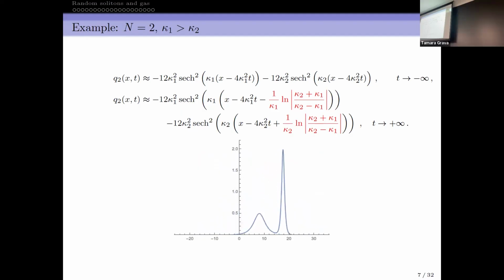At t minus infinity it is the sum of two solitons, asymptotically, up to an exponentially small error. At plus infinity it is the same formula, the same solitons with the same speeds, up to a phase shift. The faster soliton is shifted forward, and the slower soliton, where kappa 1 is bigger than kappa 2, is shifted backwards.